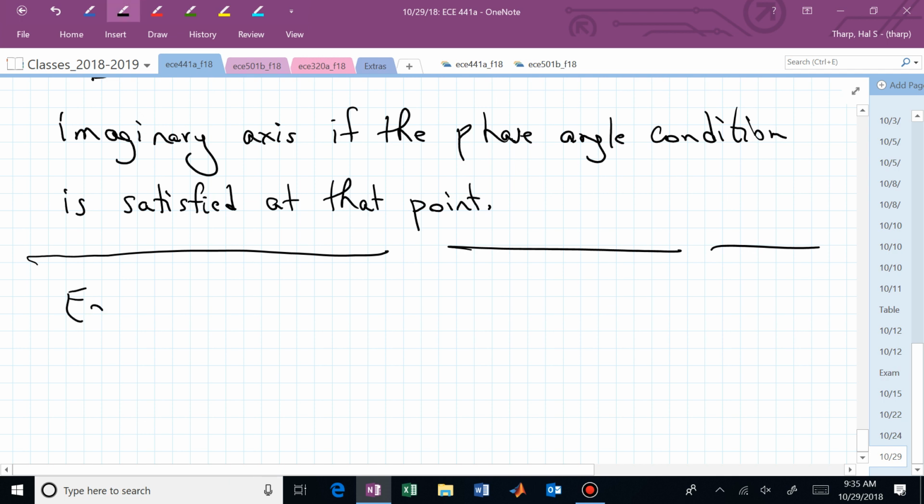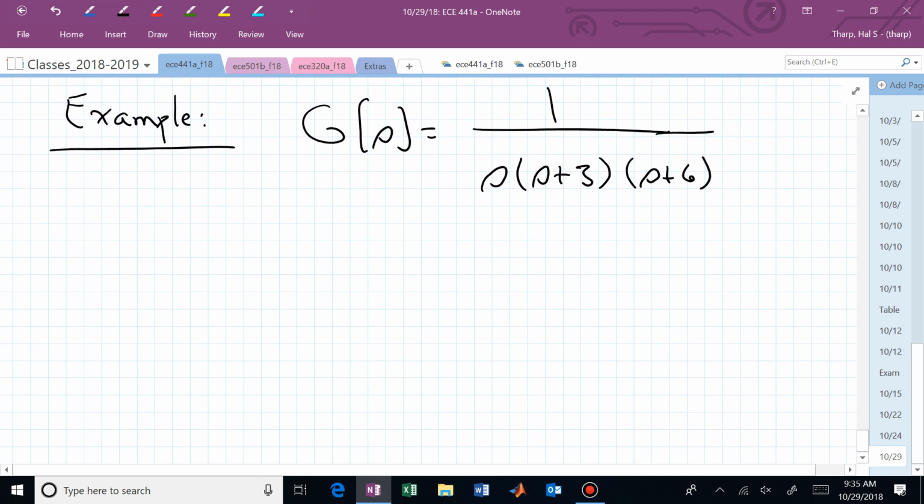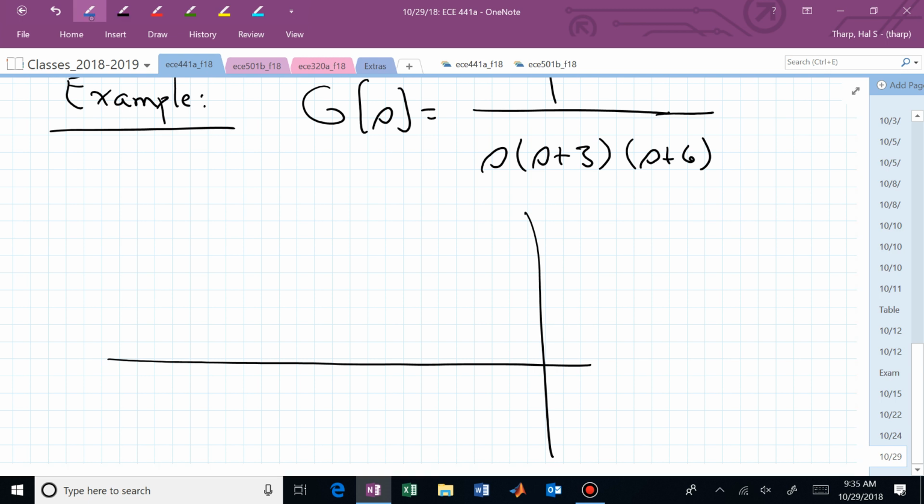Let's look at a different example. Suppose now we have the following g of s. Suppose we have g of s equaling 1 over s, s plus 3, s plus 6. And let's now start the process of sketching the root locus diagram for that g. If we don't give you an h, you can assume h is 1. So here's our gh. And I can plot a pole at the origin, a pole at -3, and a pole at -6.